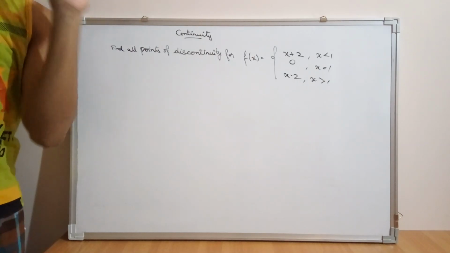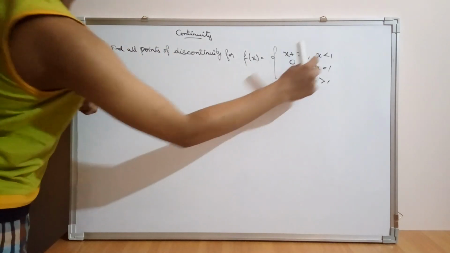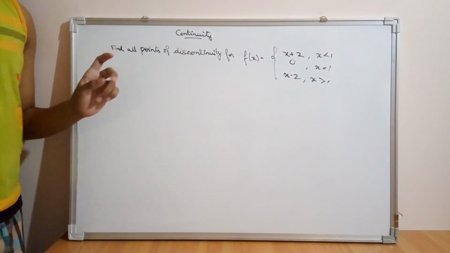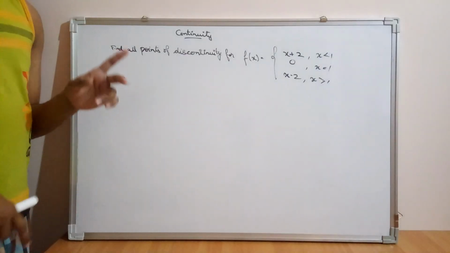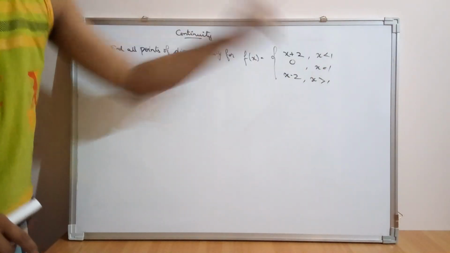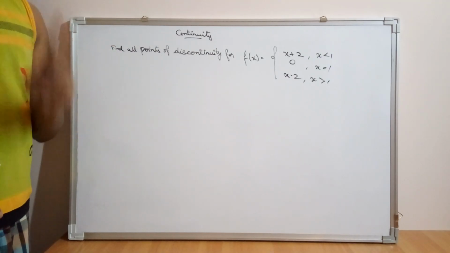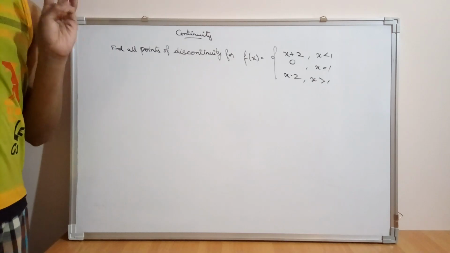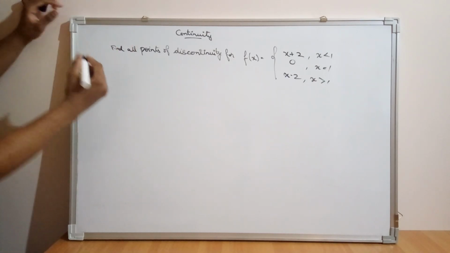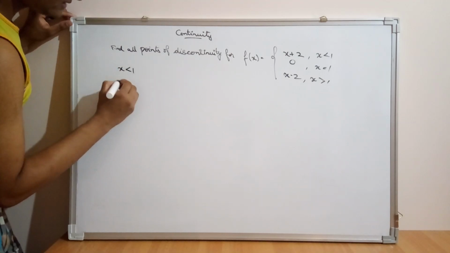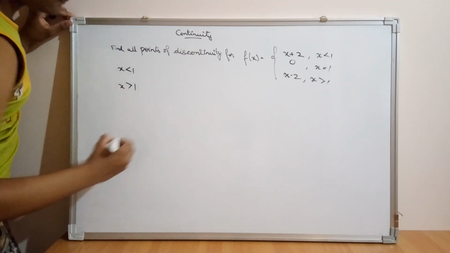We have certain intervals now. Intervals when x is less than 1, that is one interval. Another interval is when x is greater than 1. Those two intervals we have. Then we have one point, that is x is equal to 1. We need to just think about those three things. So first of all, we'll think about when x is less than 1 and x is greater than 1.